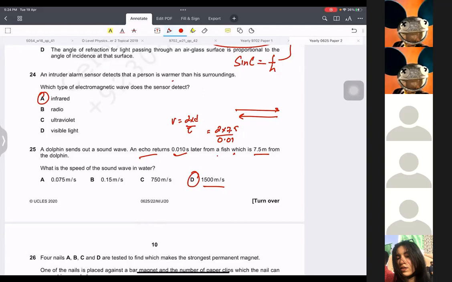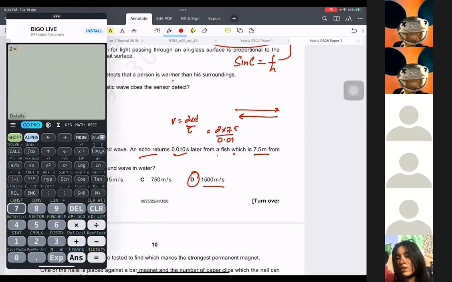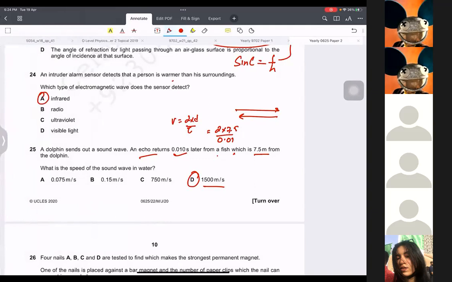Okay. Well, that's strange. 2 times 7.5 over 0.01. No, it's okay. I thought it was 75.